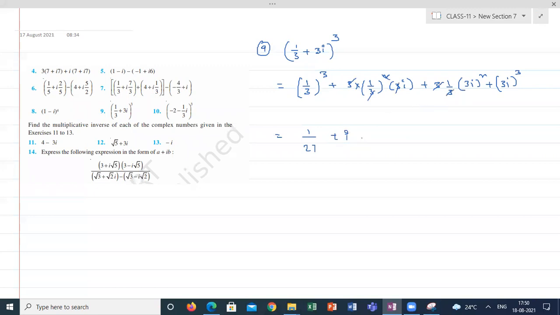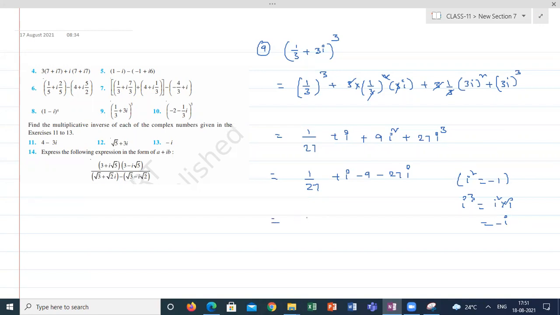This will be 9i square plus 27i cube. So 1 by 27 plus i minus 9. What is the value of 27i cube? Minus 27i, I can write. i square is equal to minus 1. i cube is equal to i square into i, that is minus i. Is it clear, guys?